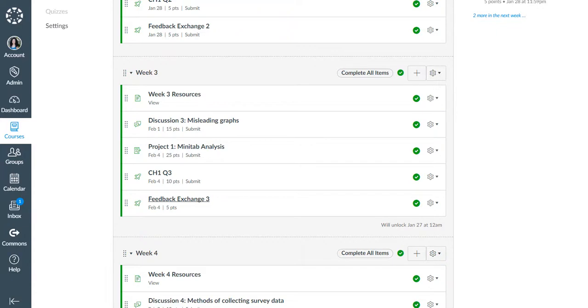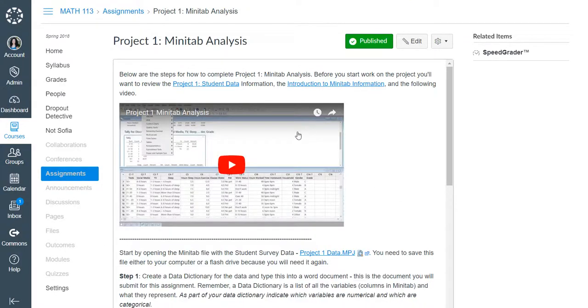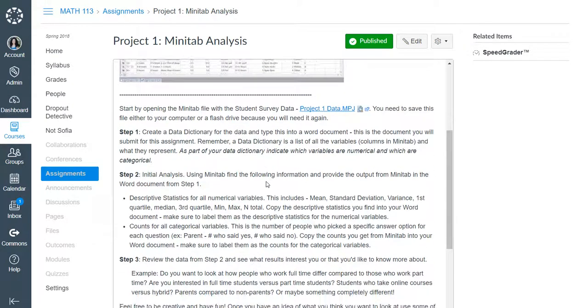The next assignment is the Minitab Analysis. This is a pretty big assignment. So I'm not going to go into a huge amount of detail because I made a really long video where I go through and explain exactly what you need to do for this assignment. In fact, I think this is like a 25-minute video because I really do go through and explain what you need to do.